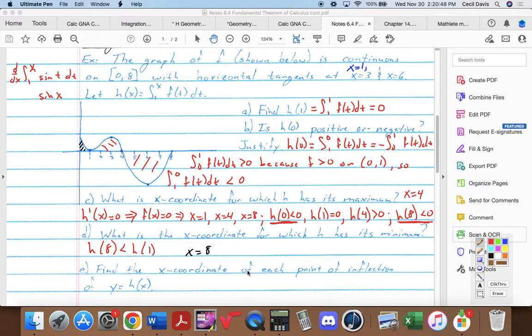And then find the x-coordinate of each point of inflection of y is equal to h of x. All right, so now you've got to pull that stuff back together. This is one of the things that the College Board is really good at doing, asking a question which requires you to not only use what you are currently learning, but to use something you learned previously. They weave it all together. So, who can tell me about finding points of inflection?